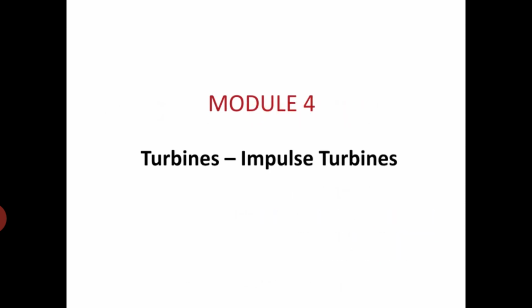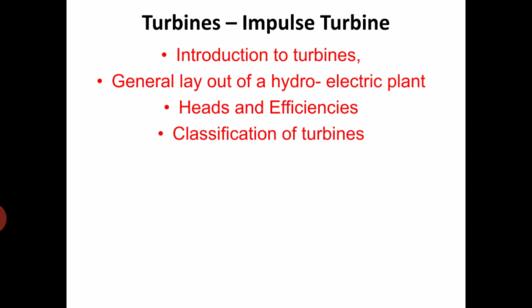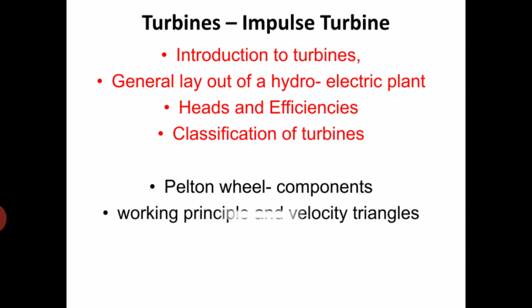So we'll continue module number 4, that is turbines, in that impulse turbines. In the previous lecture we have discussed the introduction to turbines, the general layout of a hydroelectric power plant, heads and efficiencies of turbines, then the classification of turbines. So in this particular session we will be discussing mainly the Pelton wheel, its working principle, components and velocity triangles.